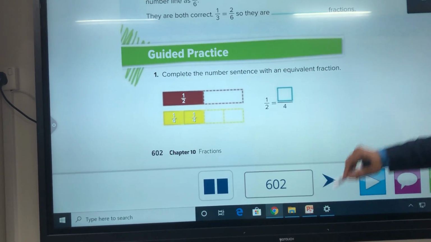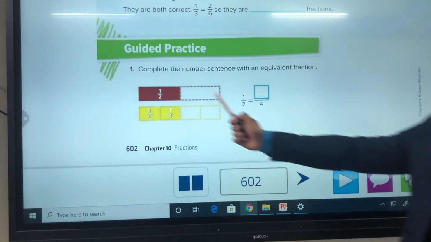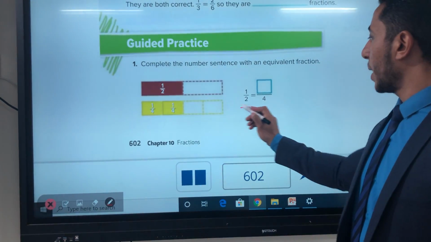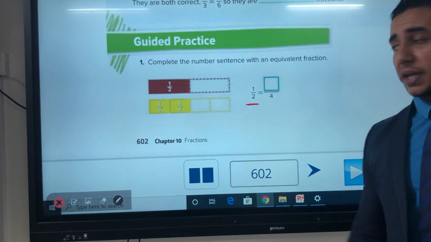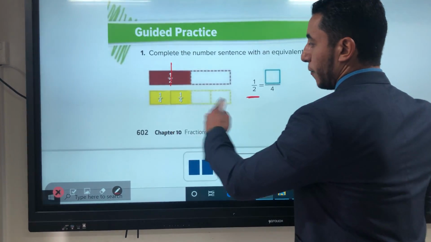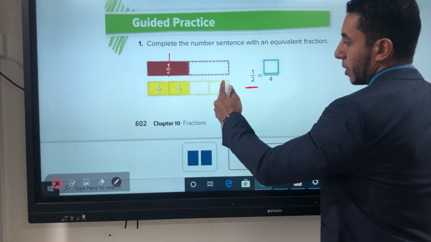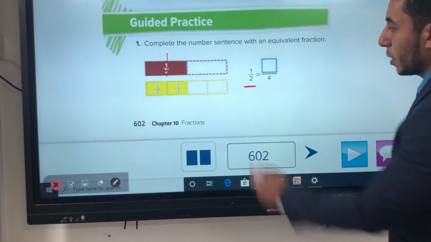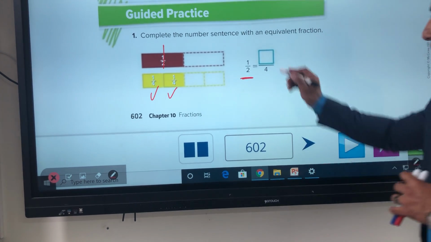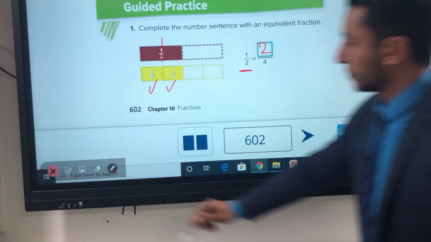Good. They say complete the number sentence with an equivalent fraction. Here 1/2. And how many quarters? I divided the half into equal parts, so we have 4 parts, 1 over 4 each. So 1/2 equals how many quarters here? Who can tell me? Yes, excellent, great. It's 2. 2 out of 4.